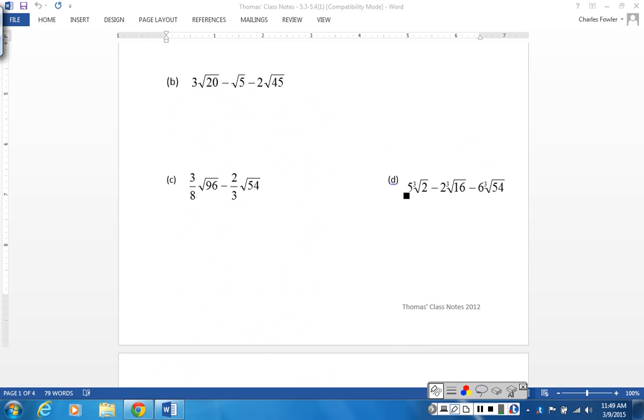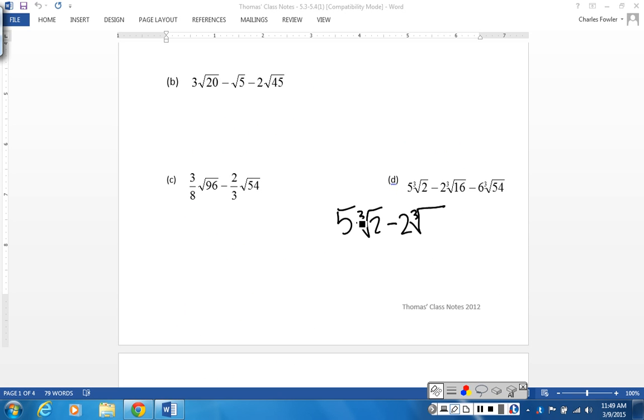Next, we have 5 times the cube root of 2. So that's not 5 cubed. That is a little close to that 5, but it's actually the index 3. So you see the index 3 in all these. So we have the same index, however we don't have the same radicand. So let's see if we can break this down. It's 5 cube root of 2 minus 2 times the cube root of what?